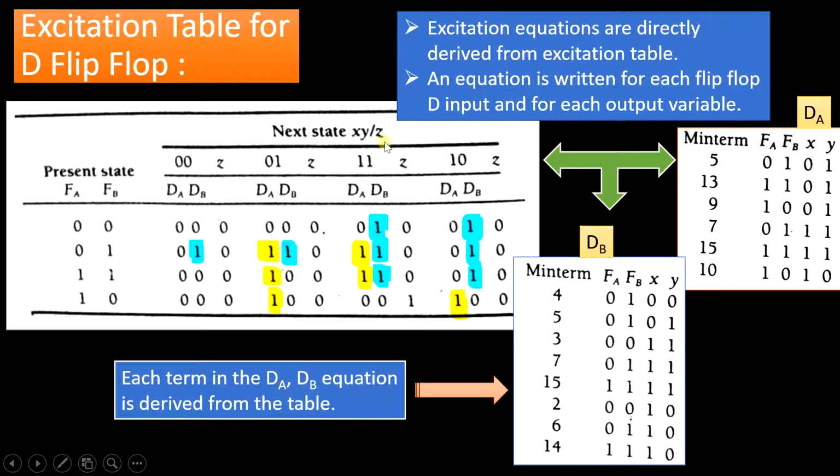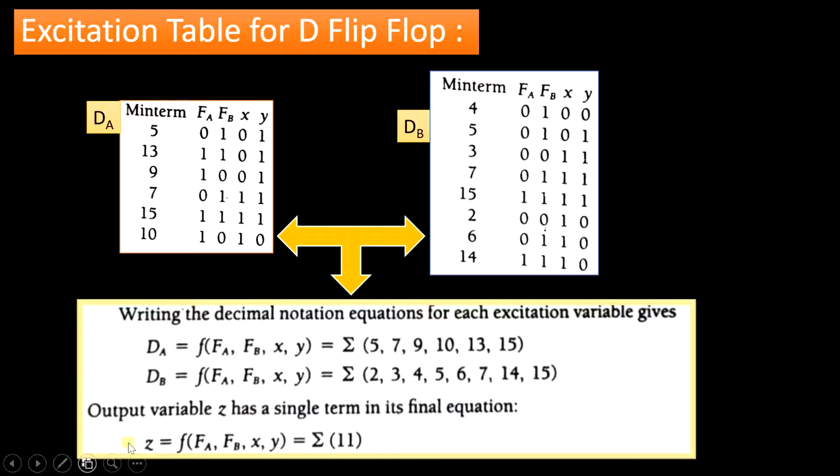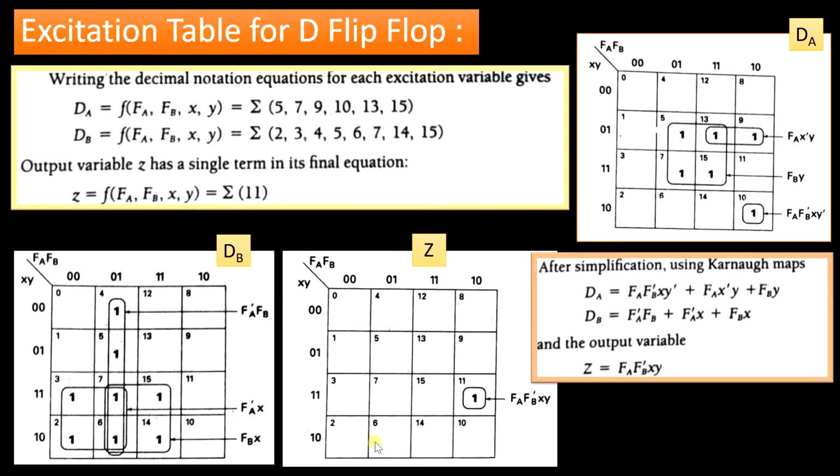So this Z output variable was equal to logic 1 corresponding to only one particular minterm, and that is 1, 0, 1, 1. And this 1, 0, 1, 1 corresponds to the decimal notation 11. So that is why you can see that the output variable Z has a single term in its final equation, which is equal to the decimal notation 11. Now using these decimal notation equations, I can easily map them onto the Karnaugh map.